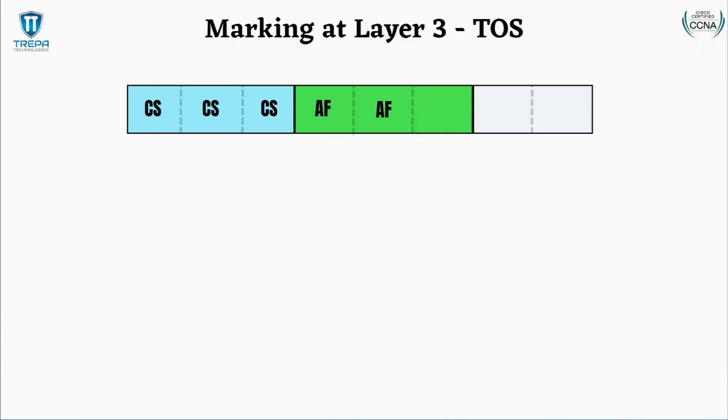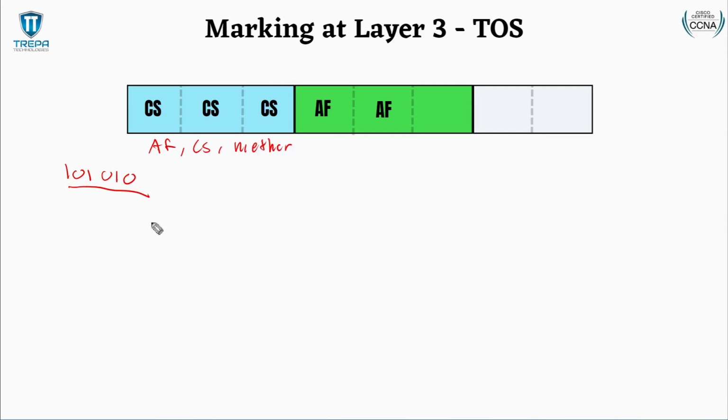Okay, so now let's go over this a little bit. Let's give some examples. So let's look at this bit. Let's look at these bits. Are these going to be an AF bit, a CS bit, or neither?